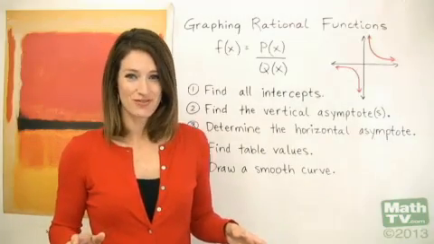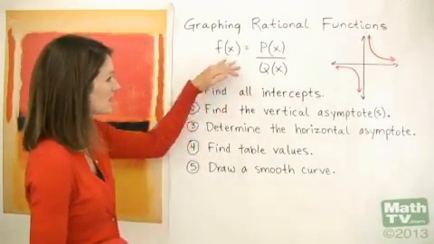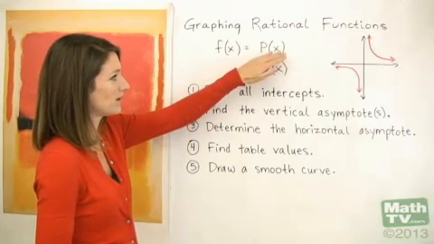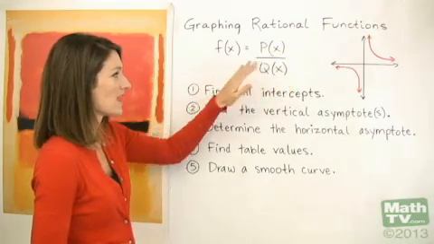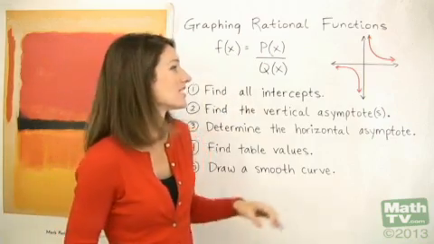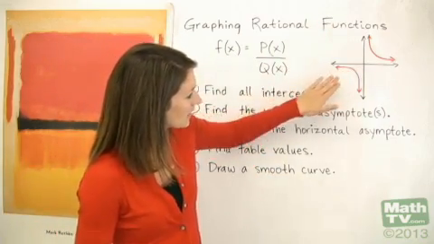When working with rational functions, you're going to work with a function that looks like this. f of x is equal to P of x over Q of x. And when you graph a function like this, it's going to take on the appearance of something like this figure.